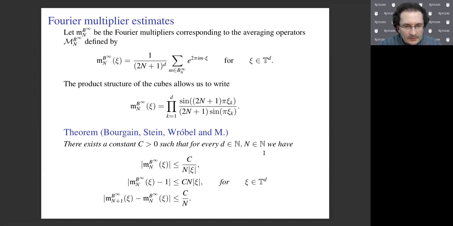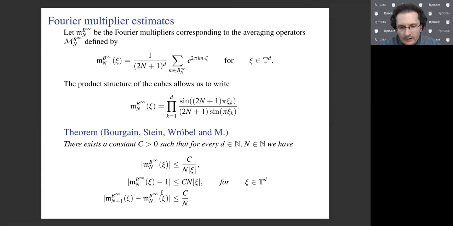We take a look at the averaging, at the multiplier corresponding to our average, and this is the normalized partial sum. And here it's very important that the cubes have product structure. So this multiplier can be very precisely calculated, and this is the Dirichlet kernel. And now working with this object, we can show the following three estimates.